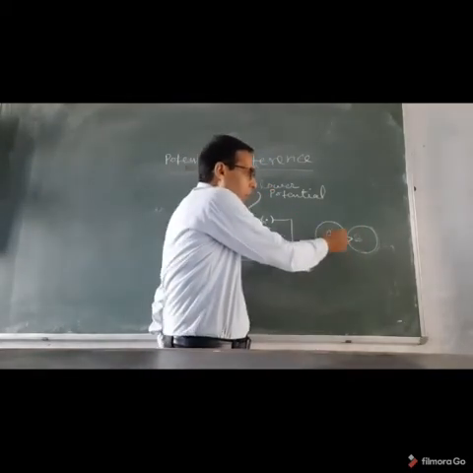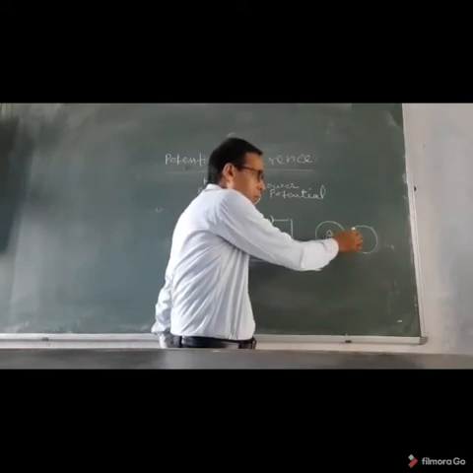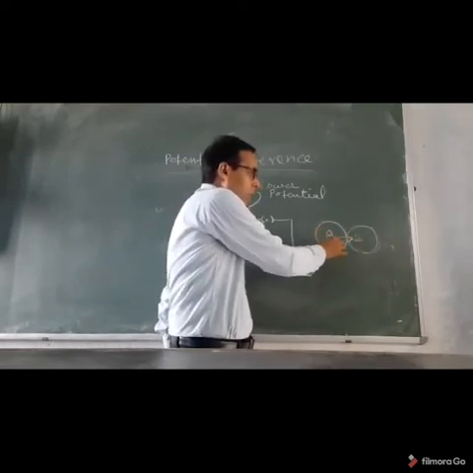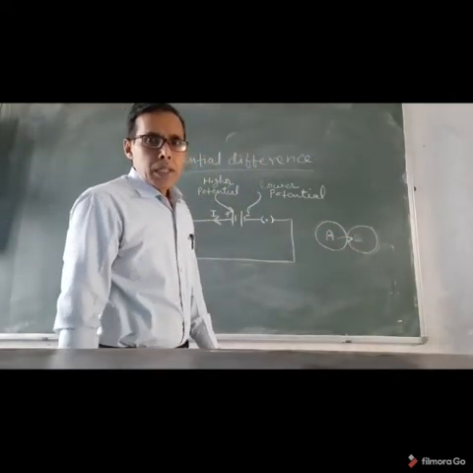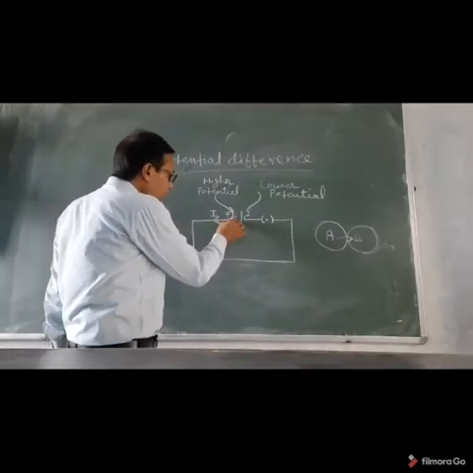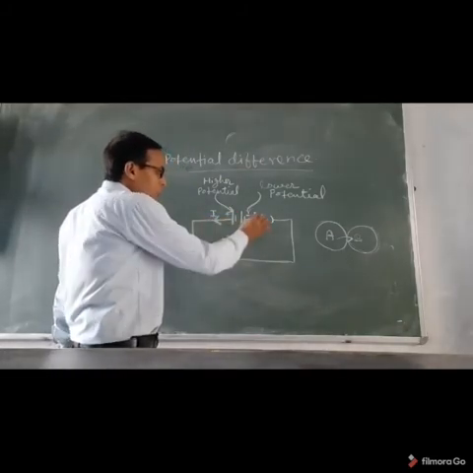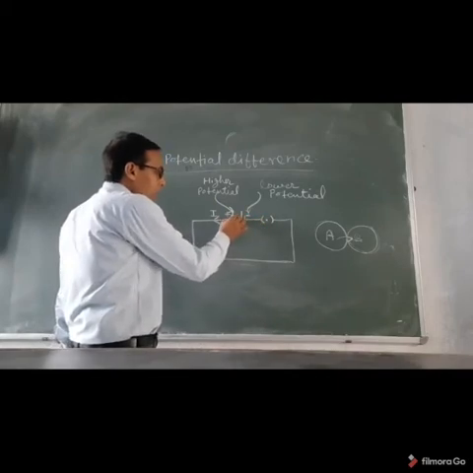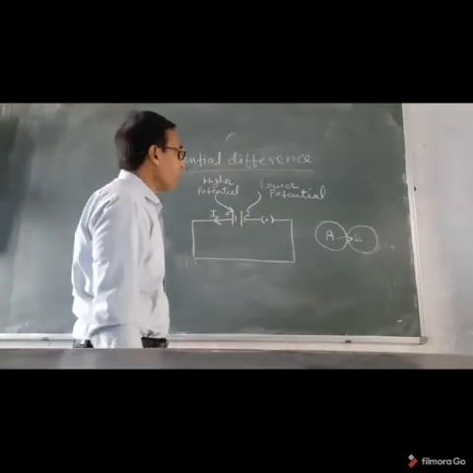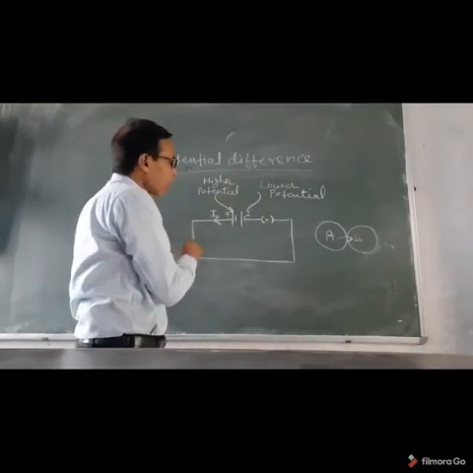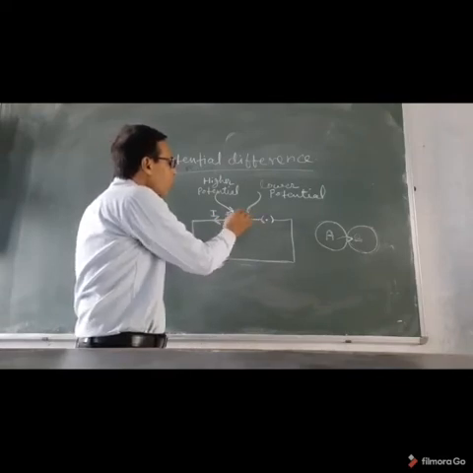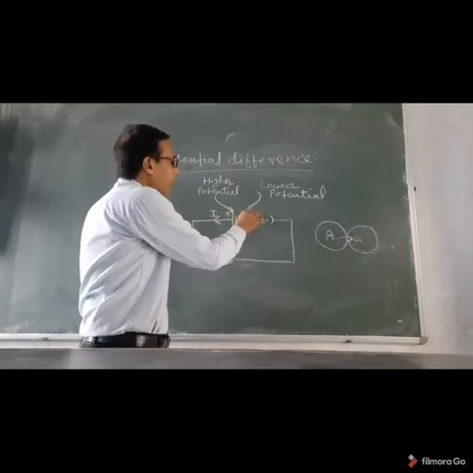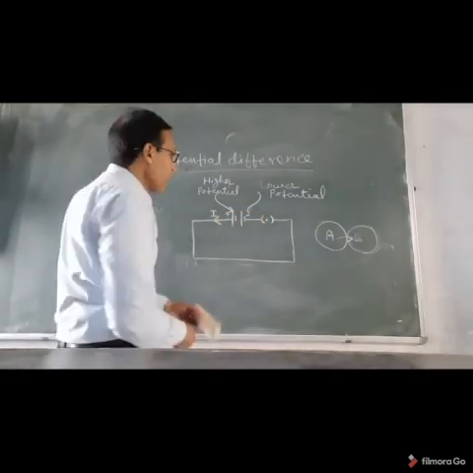The flow of heat occurs from A to B till the temperature of both bodies becomes the same. In the same way, current flows from higher potential to lower potential till the potential at both the terminals becomes the same. So what is potential difference? The difference in potential between the two terminals of a battery, that is, the positive terminal and the negative terminal.